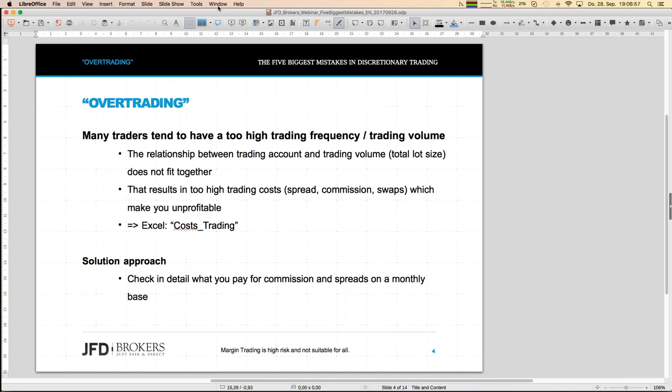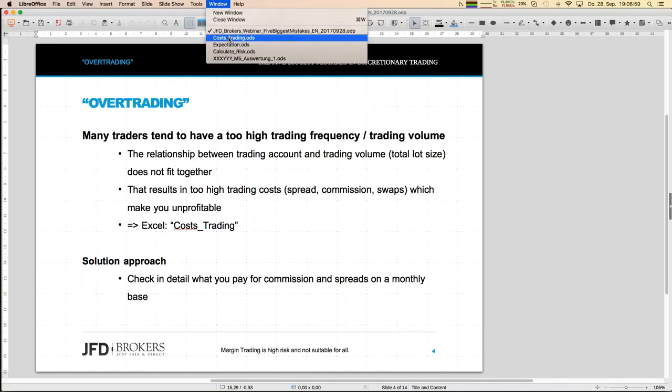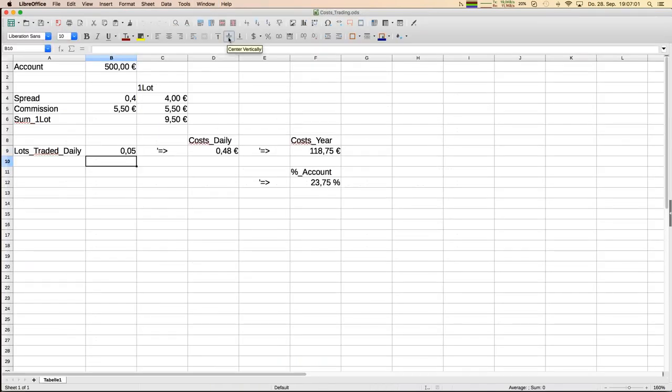So that is the first thing you want to achieve. But let's go into an Excel sheet because then it becomes maybe a little bit more obvious what I'm talking about. That Excel sheet does not really do a lot of things, but it will illustrate the costs of trading. Let's assume we have an account of 500 euro. So really a small account, but anyhow, it's enough to have trading activities. That's just an example, but you can scale it up and down as you like.